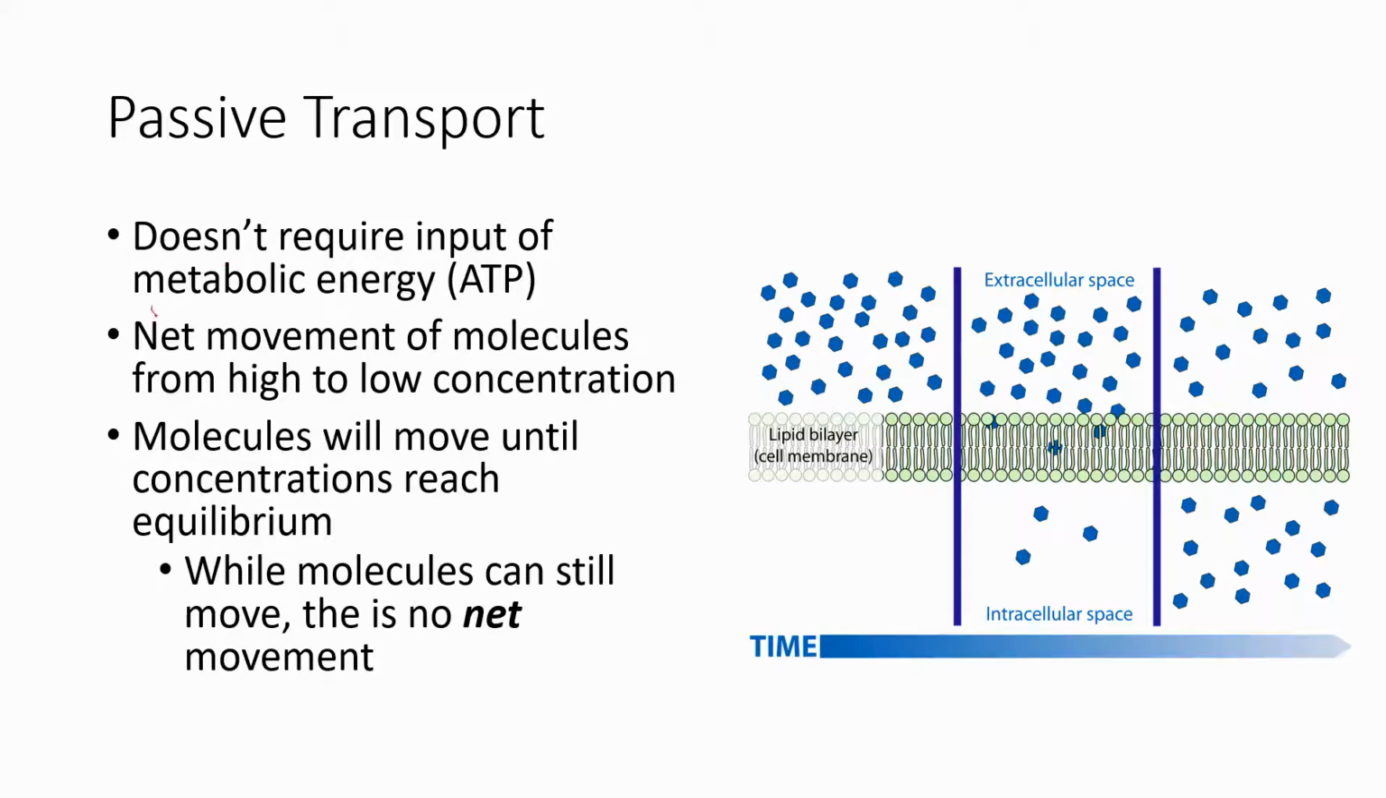Notice that I have here, it doesn't require any metabolic energy. That's just the chemical energy that your cell uses, meaning ATP. And one of the more famous examples of passive transport is diffusion. You can't think of them quite interchangeably because diffusion is a type of passive transport, and there are two other types. So diffusion is the net movement of molecules from a high concentration to a low concentration. Another way you can phrase this is that molecules are moving down or with the concentration gradient.